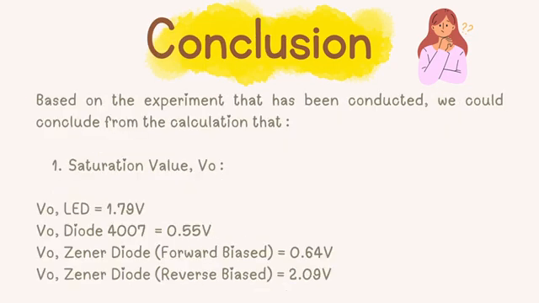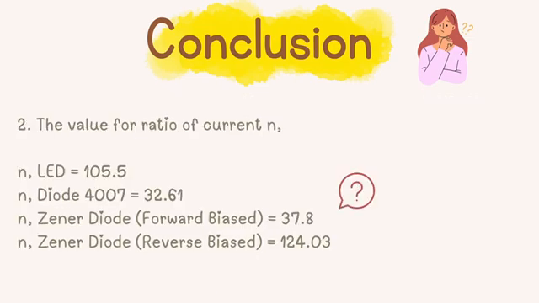For the conclusion, based on the experiment that has been conducted, we could conclude from the calculation that the saturation value for the LED is 1.79 volt, for the diode is 0.55 volt, for the Zener diode in forward bias is 0.64 volt, and for the Zener diode in reverse bias is 2.09 volt.